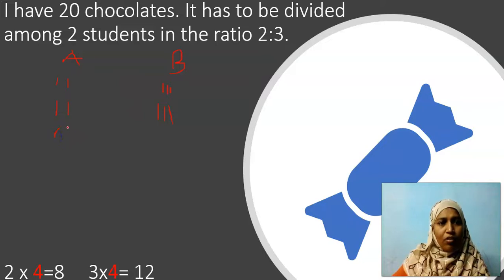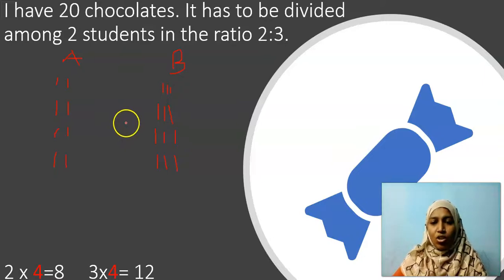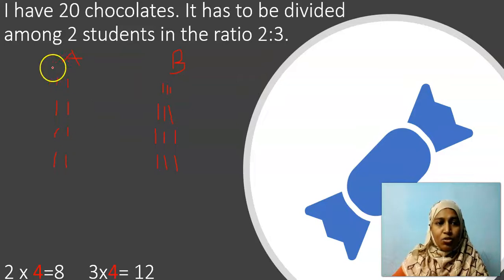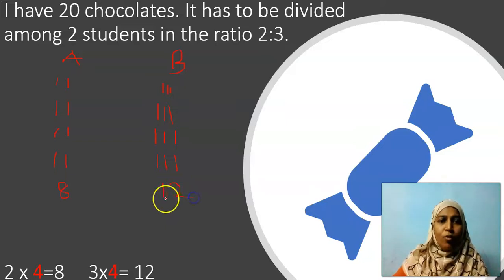So again I will give A 2 chocolates and B 3 chocolates. Again I will give 2 chocolates and again 3 chocolates. Now see, the total number of chocolates becomes 20. So the 20 chocolates have been divided between student A and student B, like the student A gets 8 chocolates, whereas student B gets 12 chocolates. Now see, add up these two, we get 20 chocolates.